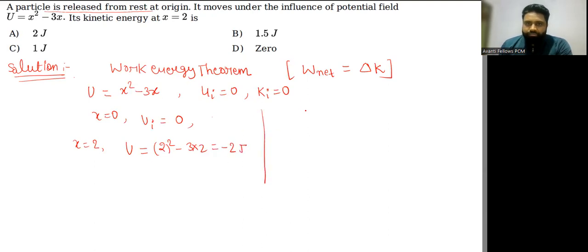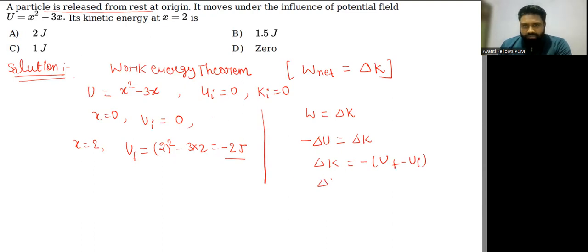Now, the work energy theorem says that work is equal to the change in kinetic energy. We know that potential energy is defined only for conservative fields. In a conservative field, the work done is equal to the negative of the change in potential energy. So you can replace the work done by minus delta U, and the change in kinetic energy will be delta K. So delta K equals minus delta U. Delta U is nothing but U final minus U initial, so delta K will be minus of minus 2 minus 0.